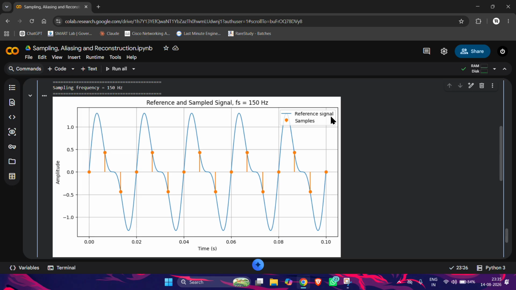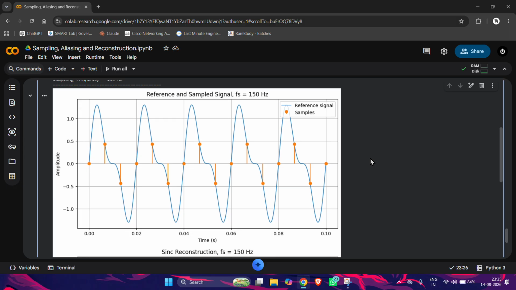And I have also used here the fast Fourier transform to obtain the magnitude spectrum and compare the original and reconstructed signals in the frequency domain. Now this allows us to clearly observe how the frequency components behave during sampling and reconstruction.